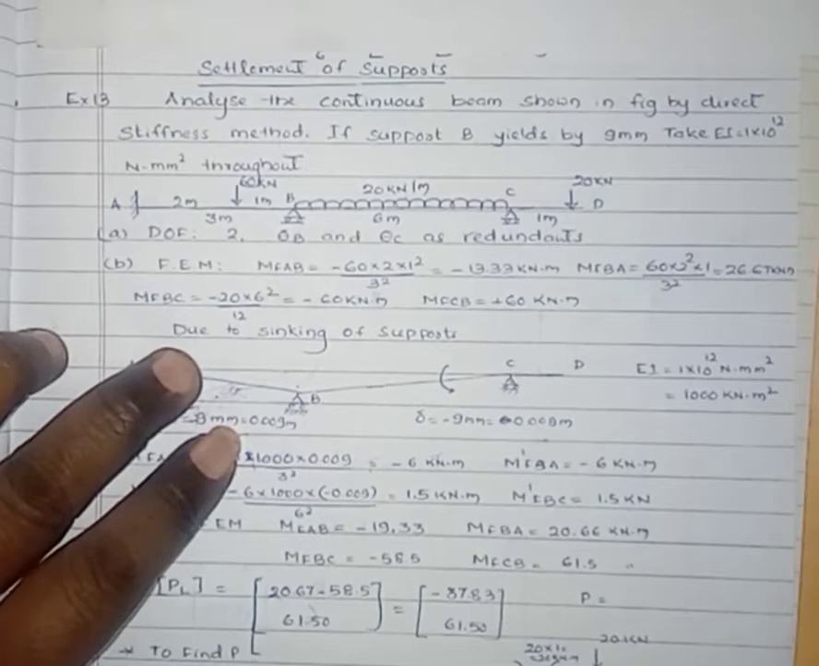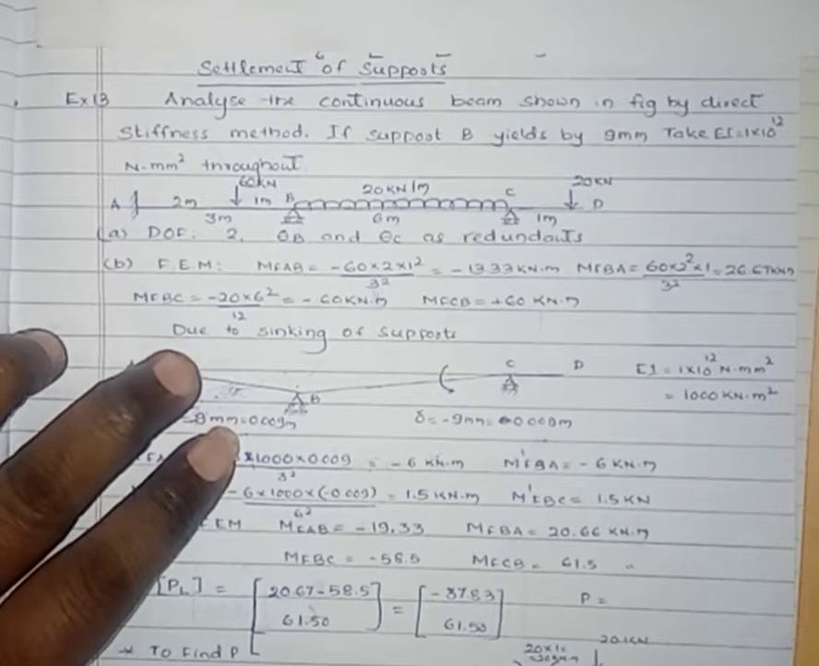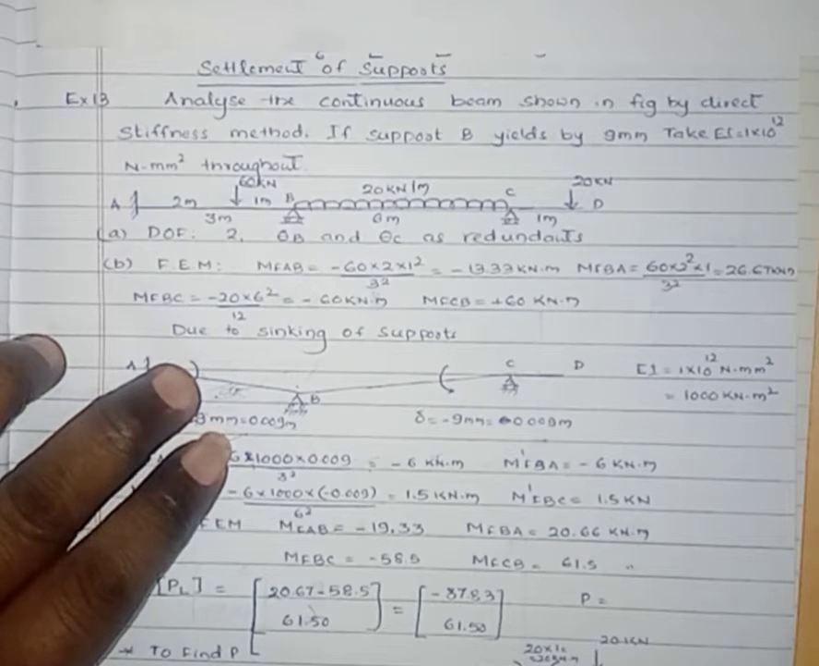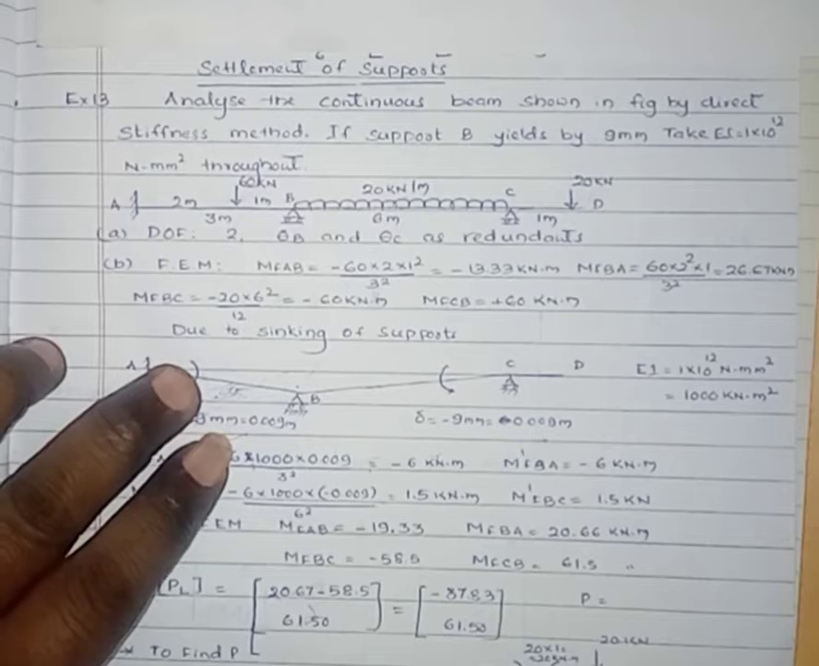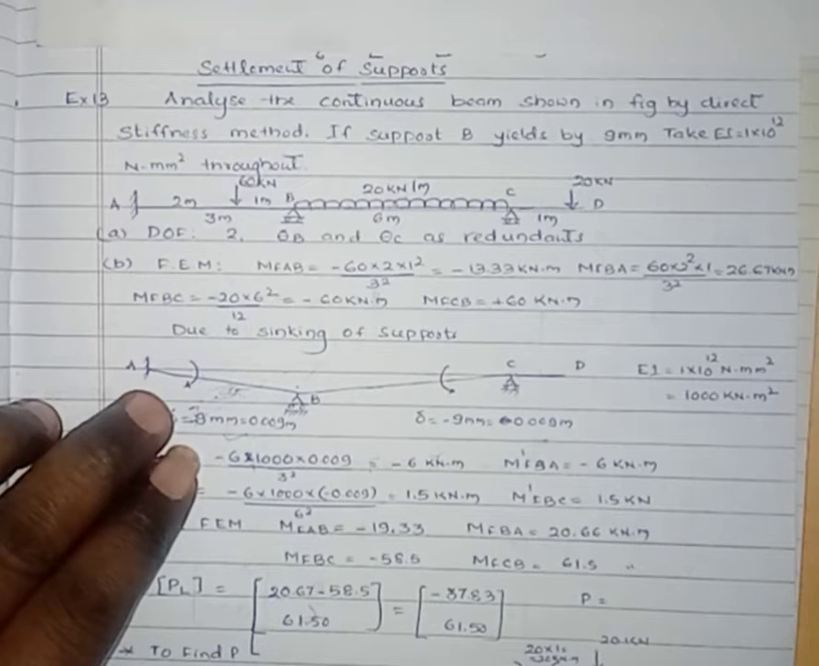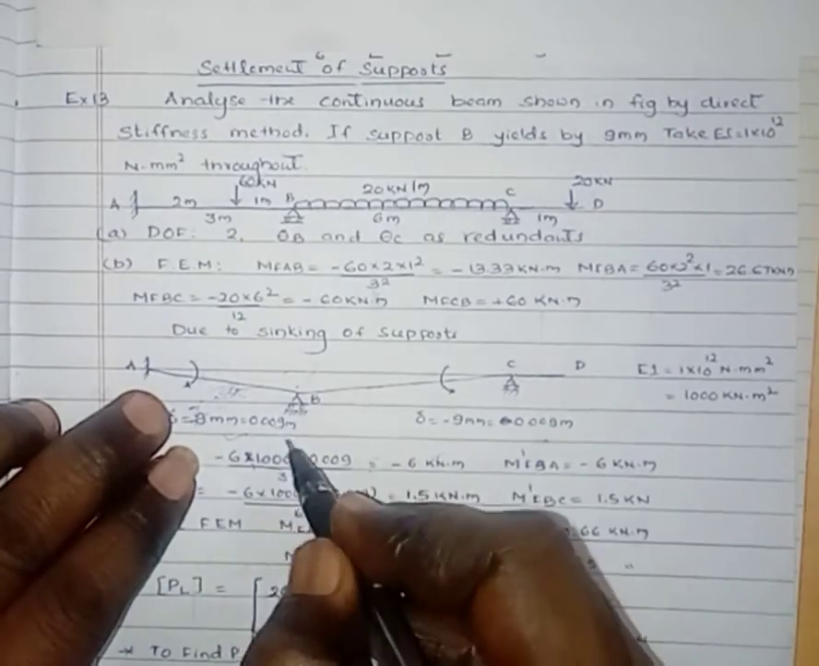Here there is a small portion extended beyond the support, that is the overhang, which we will consider later. Then after knowing the values of the fixed end moment due to the load, now we have to calculate the additional fixed end moments due to the sinking and settlement of the support.